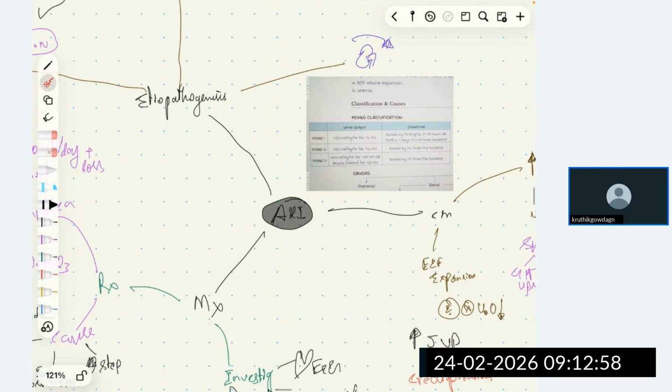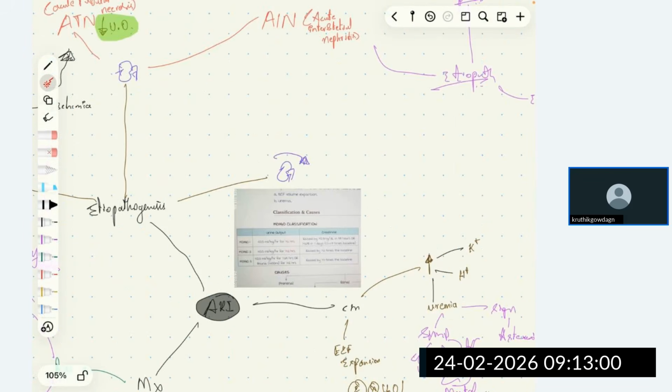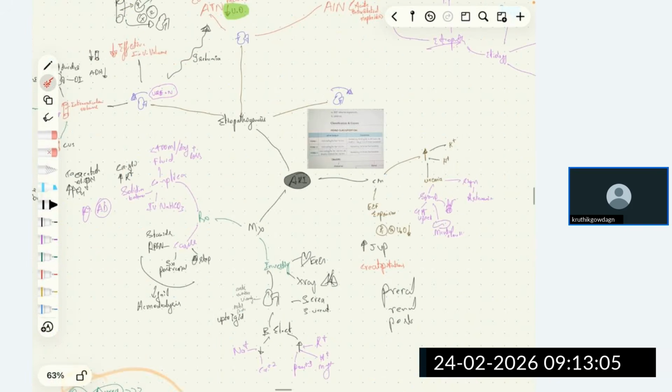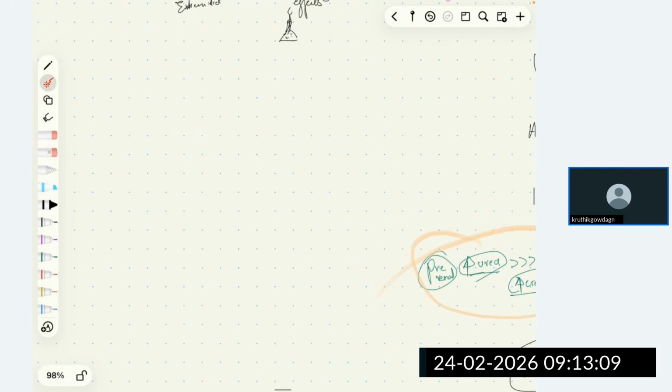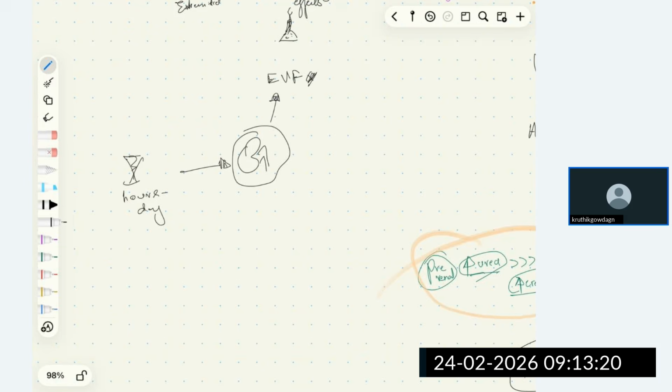Acute kidney injury is renal dysfunction occurring in hours to days, which leads on to extravascular volume expansion. Kidney function fails, leading to extravascular fluid expansion because water is not excreted out, and the electrolytes like potassium and acids, H plus, which are normally excreted in the urine, will get accumulated if they are not excreted.